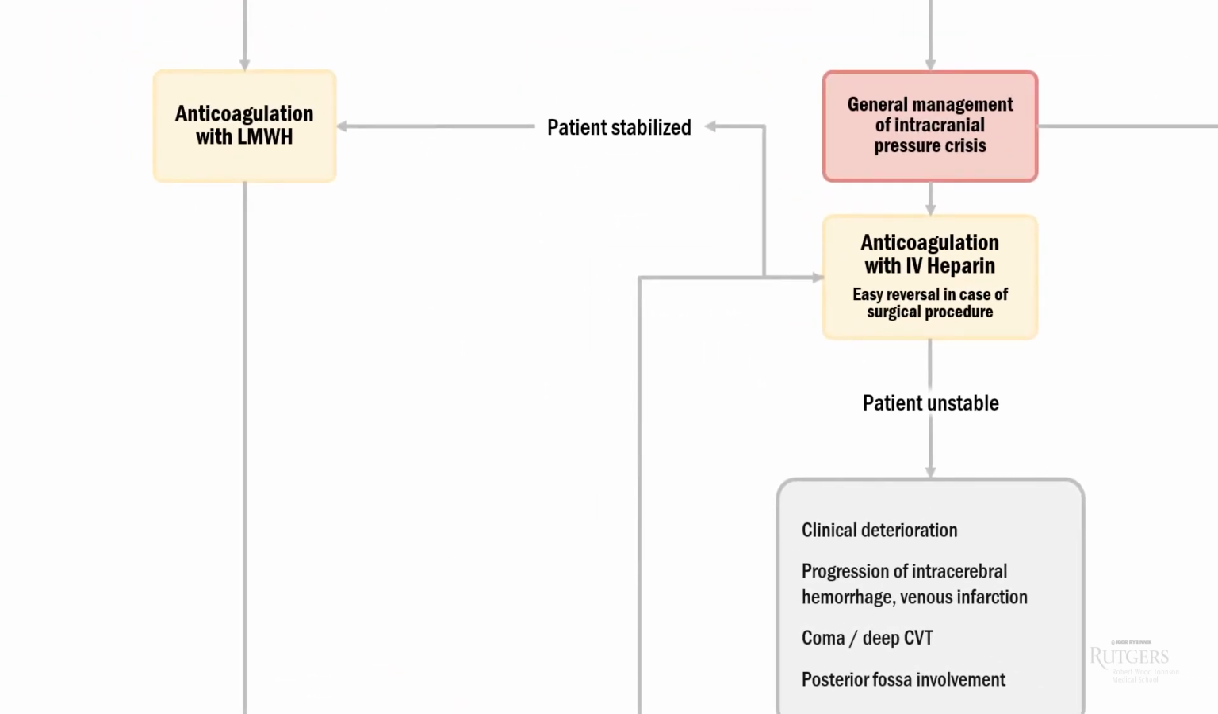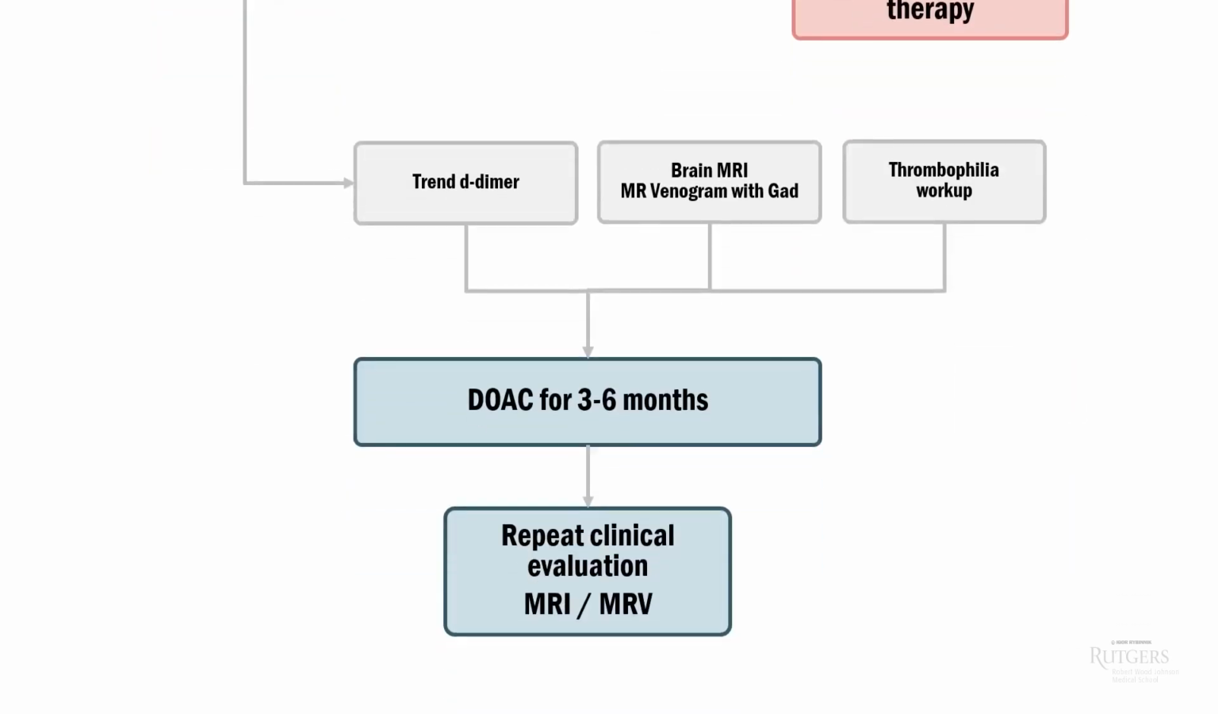And once the patient is stabilized, anticoagulation may be transitioned to low molecular weight heparin. Consider trending D-dimer to document efficiency of anticoagulation. I know I start to feel better when D-dimer trends down. Baseline brain MRI and MR venography with gadolinium should be performed at this point. Thrombophilia workup is also recommended, especially checking for protein C deficiency and antiphospholipid syndrome. If the patient remains stable and is ready to be discharged, consider switching to a direct oral anticoagulant treatment for 3 to 6 months and repeating neurological examination and MRI-MRV in 3 months.